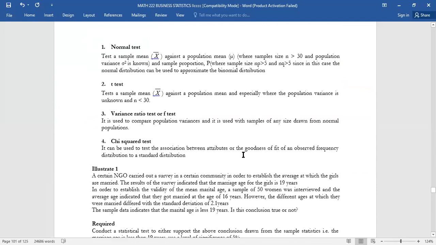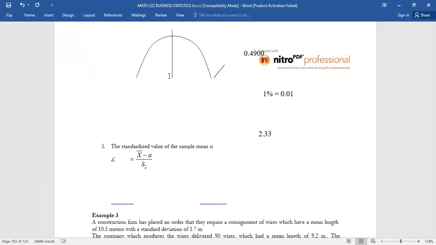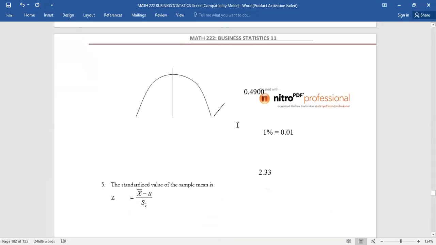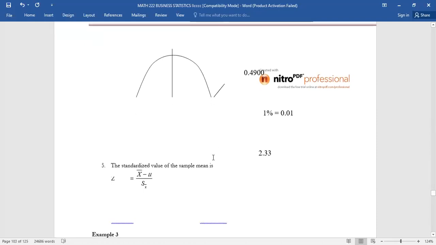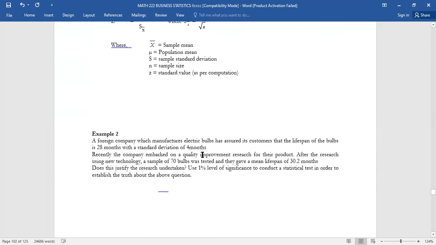So we go on. I want you to test the statistics. So we are talking about this region. I don't know what is happening to my PDF. It's losing some of the diagrams. That's okay. So we are talking about this region. So we'll be talking about the region from 2.33 for the 1% level of significance. So give me the standardized value. So our sample mean is 30.2 minus 28 all over 4 over square root of 70.